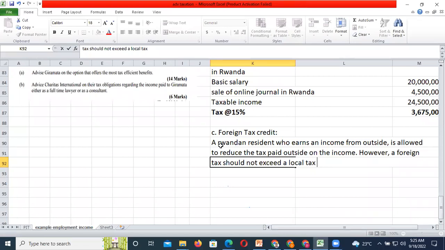But when you are reducing, the rule is that a foreign tax cannot exceed a local tax. Where a foreign tax exceeds the local tax, then a credit should be given using the local tax. We shall discuss it more when we are discussing taxation of cross-border activities. We shall discuss this rule again in that chapter, but that is a brief that I can talk about it.